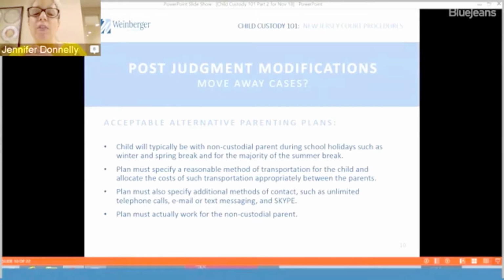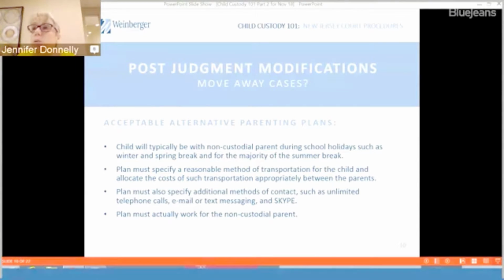Well, typically you need to start thinking about having your child with you during chunks of time. So for holidays, such as winter and spring break, over the Christmas holidays, and for a good amount of time during the summer break. If not the whole summer, perhaps you each have a month in the summer. Again, you have to specify a reasonable method of transportation for your child and figure out who's going to pay for it. So again, if we're talking about New Jersey to Massachusetts, it's going to be a lot less costly and burdensome to get your child back and forth than if we're talking about getting on an airplane and flying cross country. So think about who's going to pay for that, how your child's going to travel.